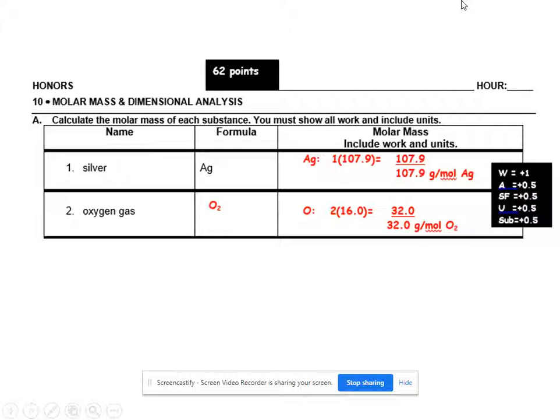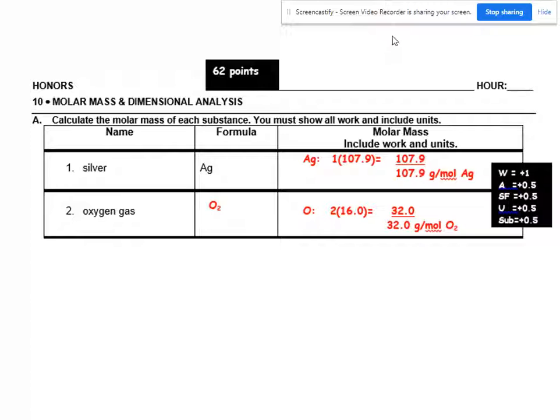All right, this video is going to start by grading the homework for molar mass, which was technically 10-2. It's out of 62 points, so make sure you have a score at the top. Silver, Ag. You go ahead and figure out that it's 107.9 grams per mole of Ag. Work is 1 point, half point for the answer, half point for sig figs. You remember you always have to have one decimal place. Units are grams per mole.